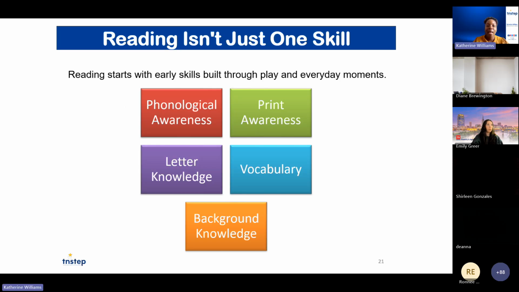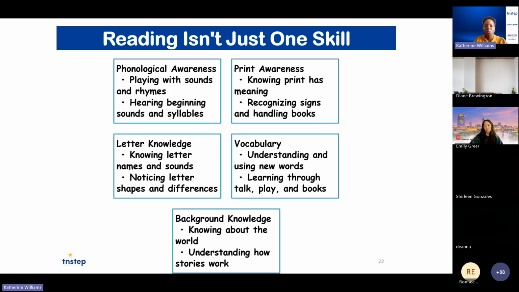So we're going to take a look at how reading is not just one skill. And some of these items I did see that people put in the word cloud earlier. So these are some of those additional skills that should come into play as a child is preparing to read with early literacy, or they are already in the process of reading. So we have phonological awareness, we have print awareness, letter knowledge, vocabulary, and my personal favorite, background knowledge. So we're going to go through each one.